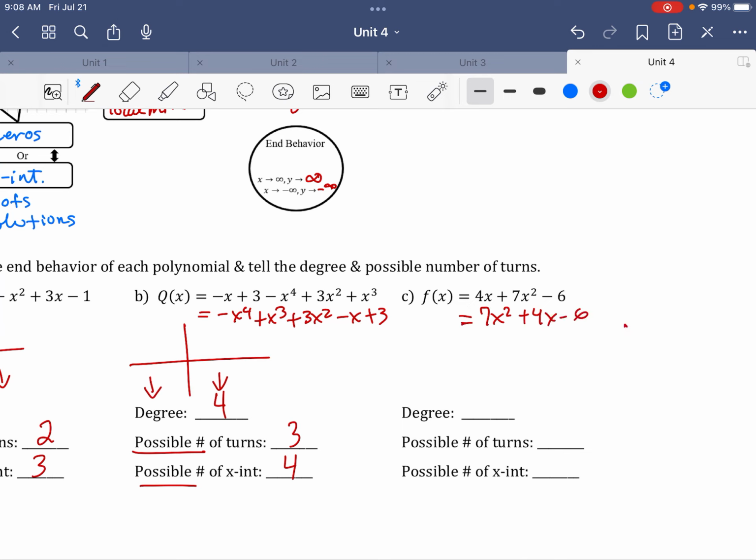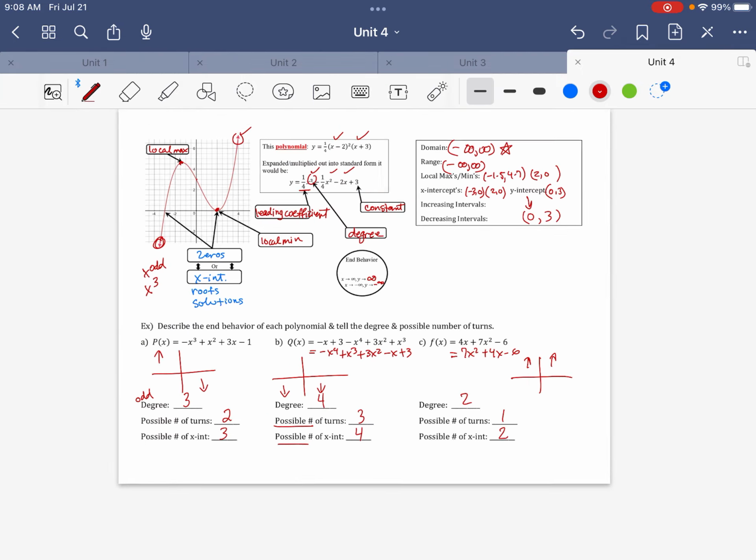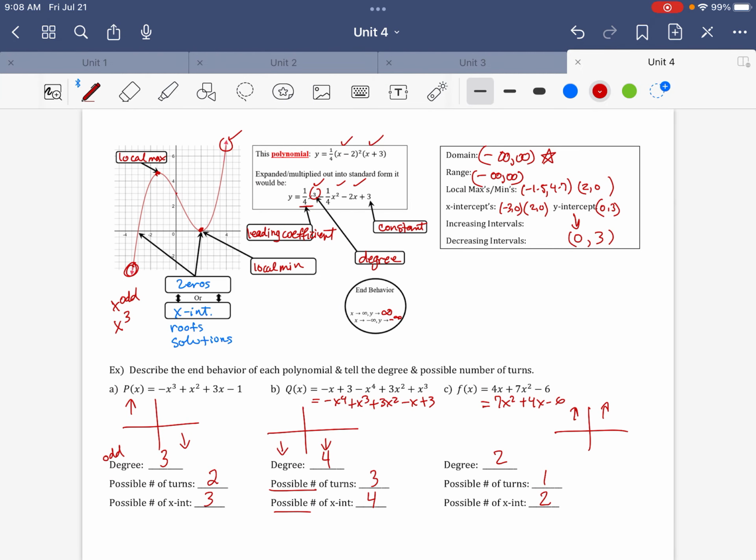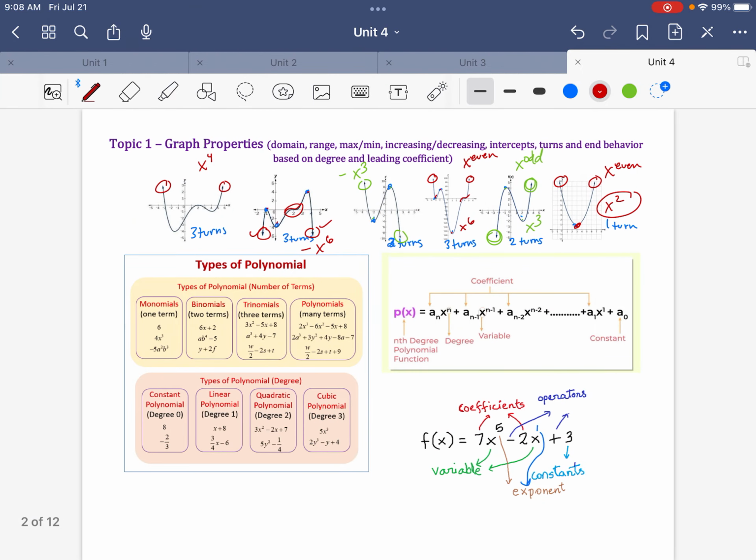Hopefully you recognize that. That's just your basic parabola. And the 7 is positive, so both sides are going up. The degree is 2, number of turns is 1. What we all know, a parabola has 1 turn. And the possible number of x-intercepts: there could be up to 2, there could be 1, there could be 0. These are just things that you're supposed to get from an equation, or also things you're supposed to get when you're given a picture, things you're supposed to know.